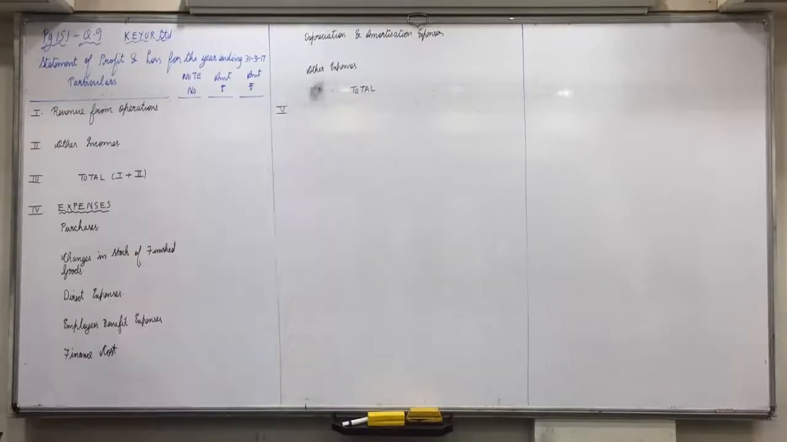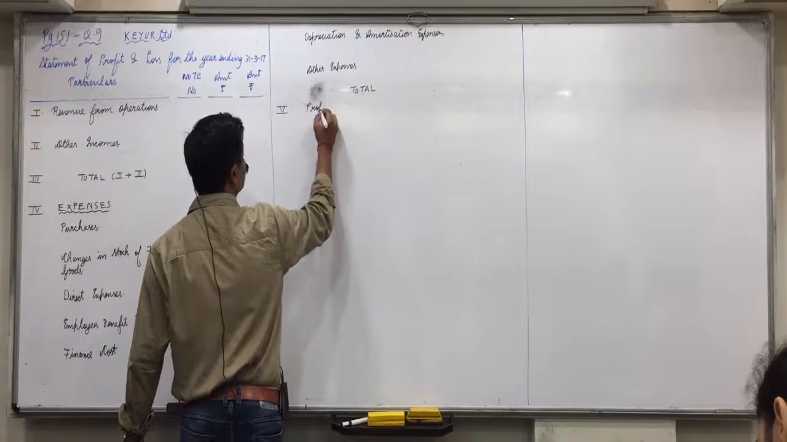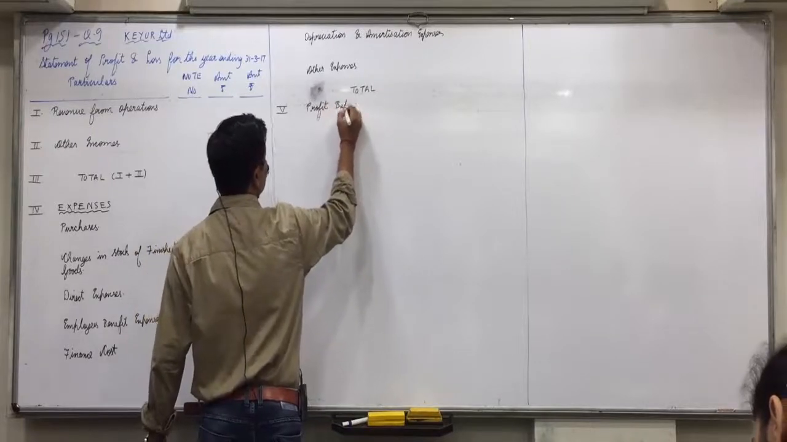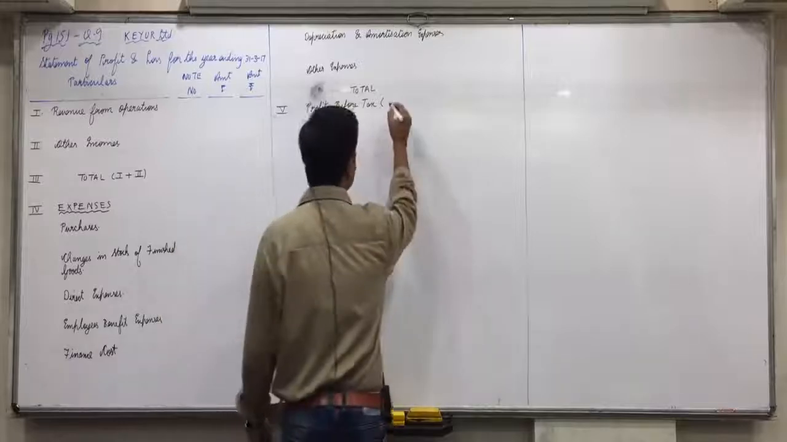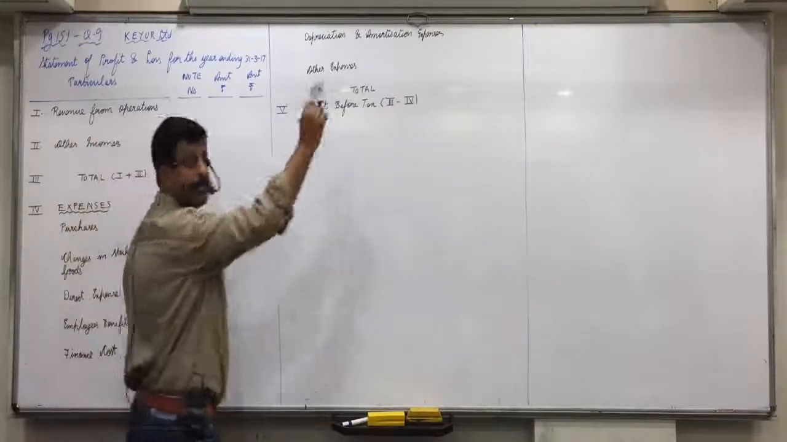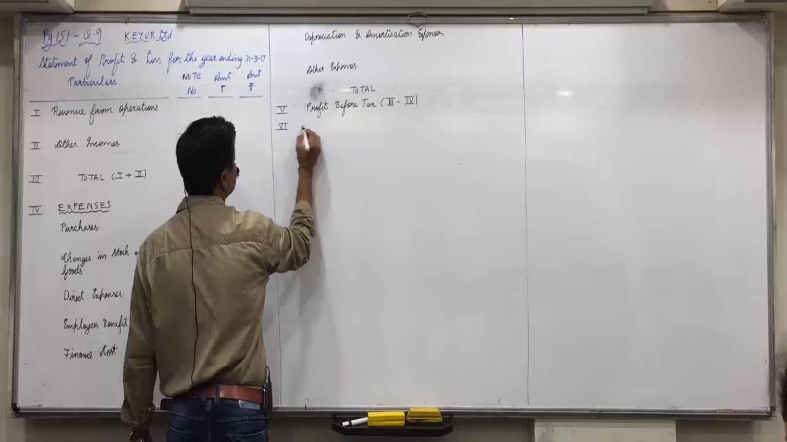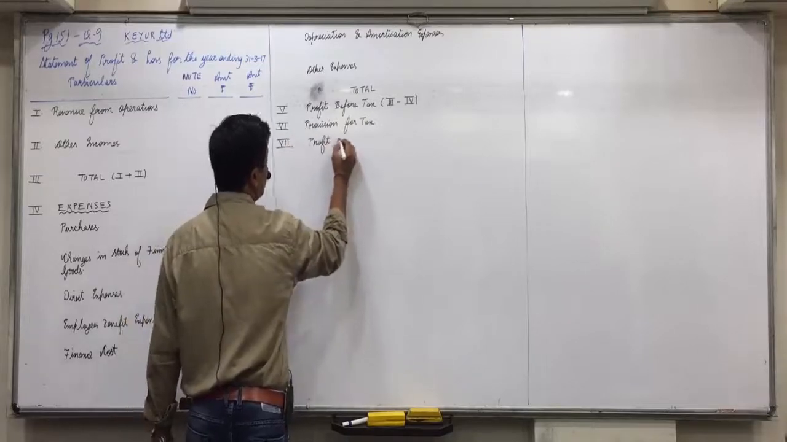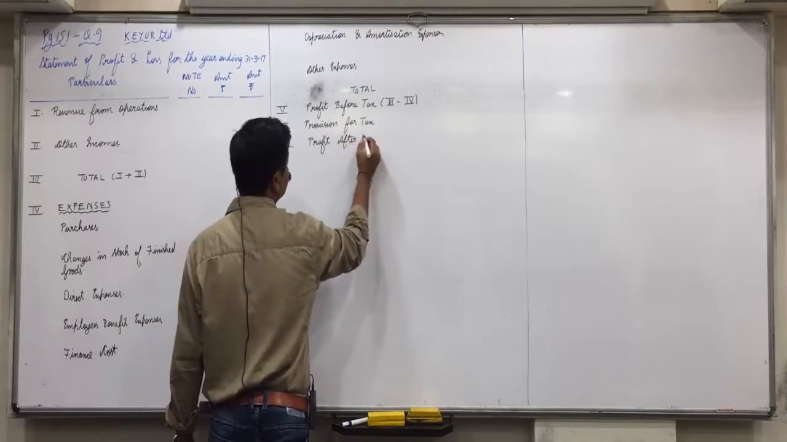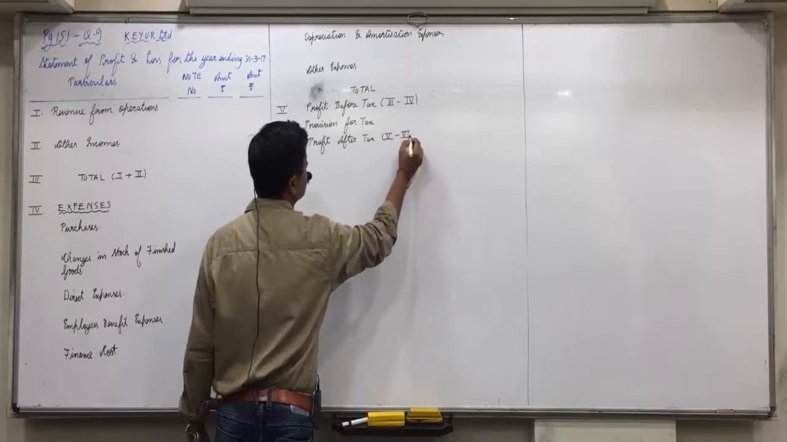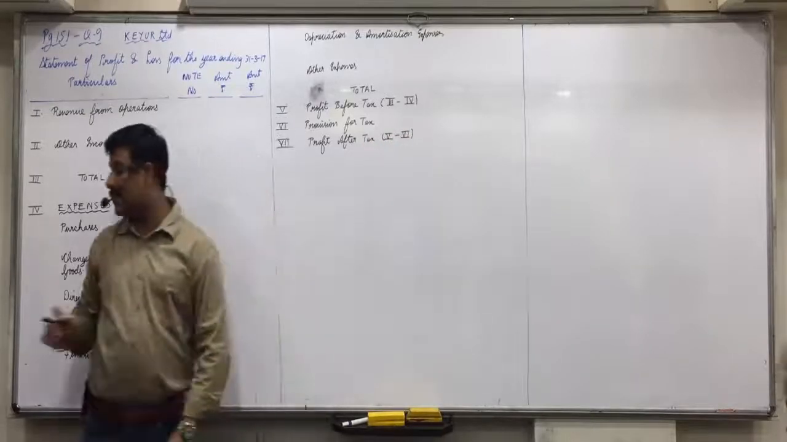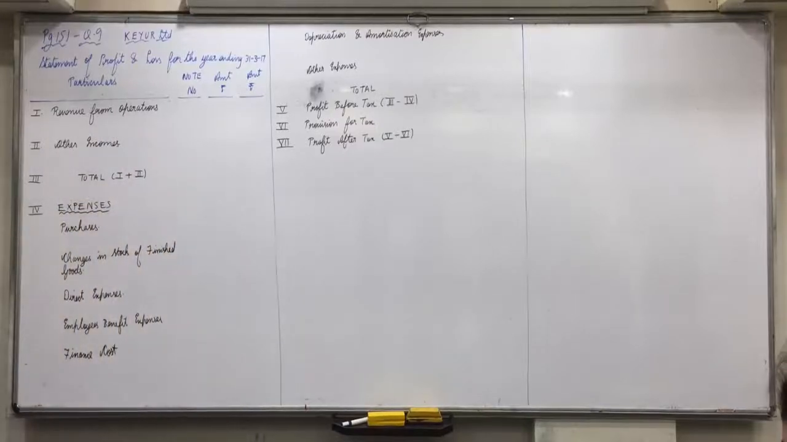Then five: Profit before tax. How would you obtain that? 3 minus 4. Six: Provision for tax. Seven: Profit after tax. 5 minus 6, 5 minus 6. So is everyone clear with the format of profit and loss?